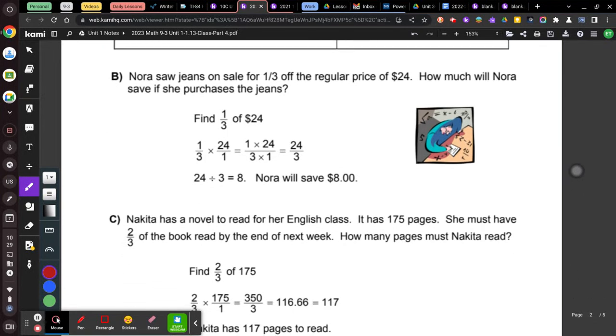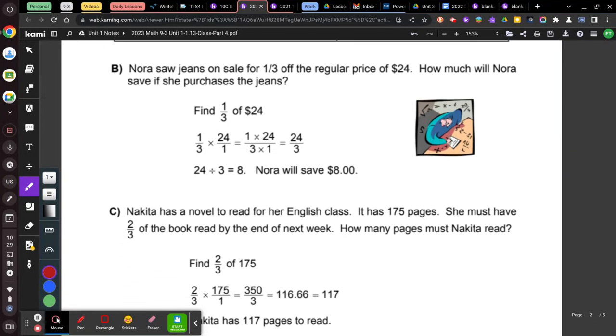It says Nora saw jeans that were on sale 1/3 off the regular price. So we want 1/3 of 24. Now, 24 is a whole number. We could put whole numbers into fractions by putting a 1 on the bottom. So you can put any number into a fraction by putting a 1 on its bottom, and you can make any number into a decimal by going 0.0 at the end.